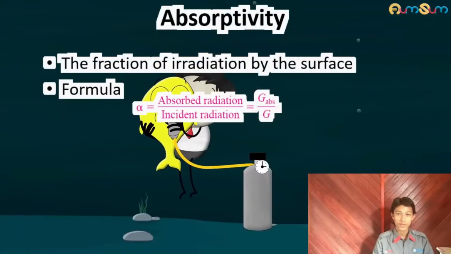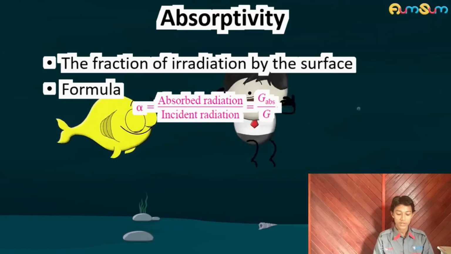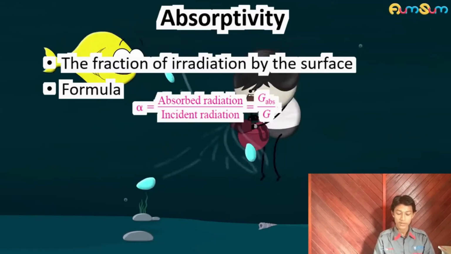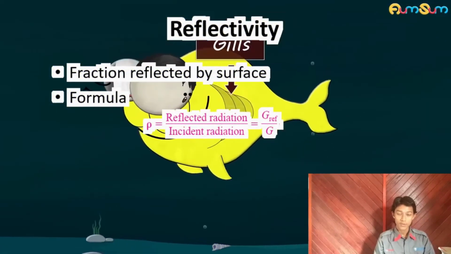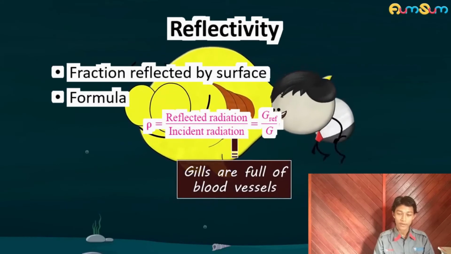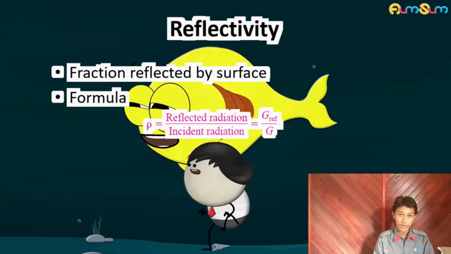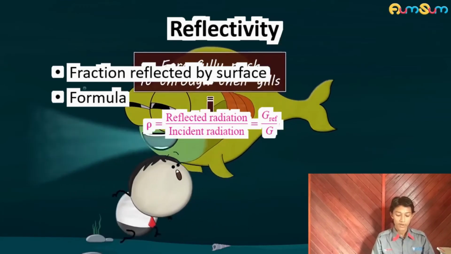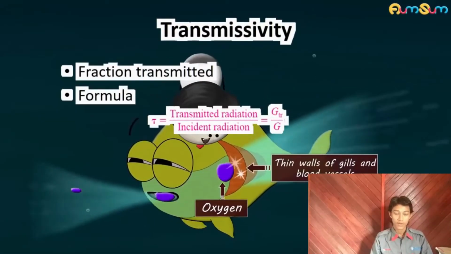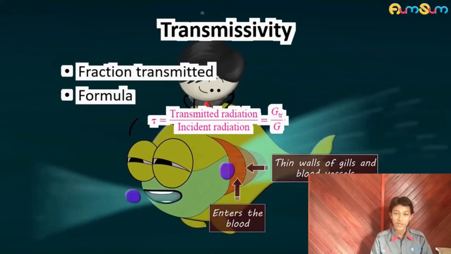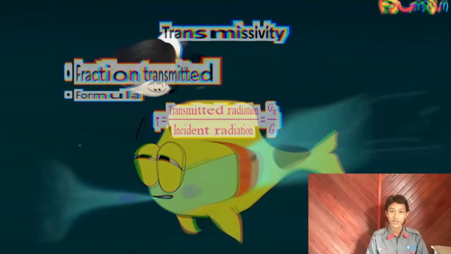The next is absorptivity. Absorptivity is the fraction of irradiation absorbed, and can be calculated by absorbed radiation divided by incident radiation. The next is reflectivity, which is the fraction reflected by the surface, and can be calculated by reflected radiation divided by incident radiation. And the last is transmissivity, which is the fraction that is transmitted, calculated by transmitted radiation divided by incident radiation.